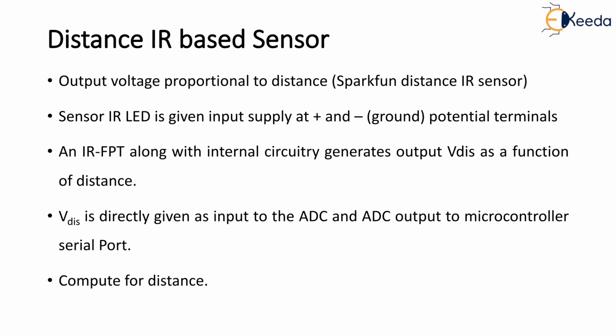So readily available distance IR based sensors show output voltage proportional to distance. The sensor IR LED is given input supply at the positive and negative, that is ground potential, terminals. The IR FPT, that is the phototransistor, along with internal circuitry generates the output V distance as a function of distance. V distance is directly given as the input to the ADC, and the ADC output to the microcontroller serial port. So it computes the given distance.